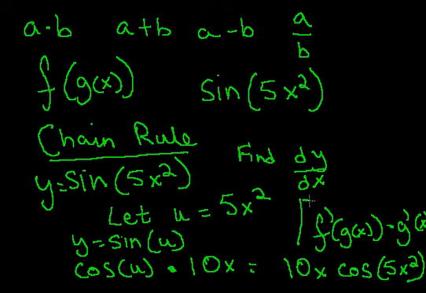So basically this is the chain rule right here. I know it's off to the side, so it's not that obvious. But all you need to do is find the derivative of the outside function and then multiply it by the derivative of the inside function. Then replace u, put u back in terms of x, because you want the answer in terms of x. So this would be your answer.